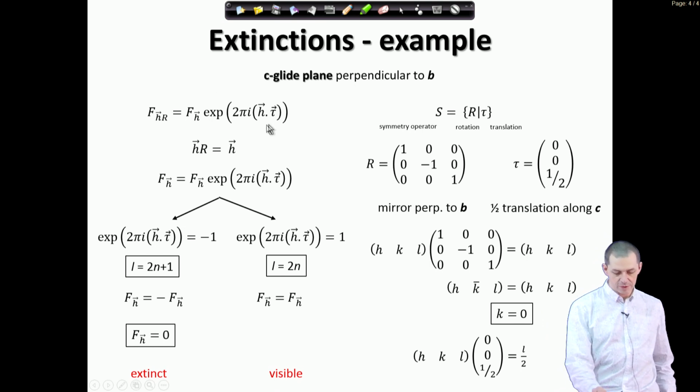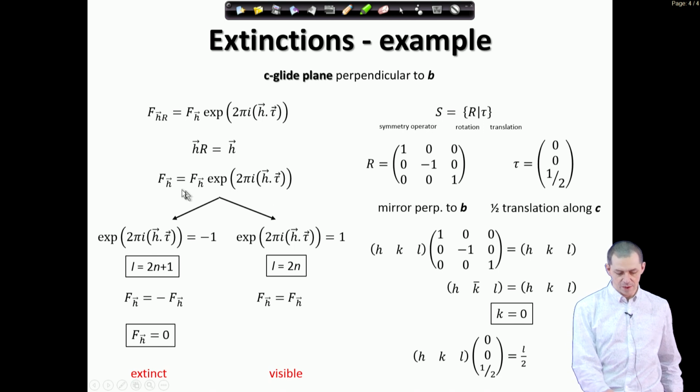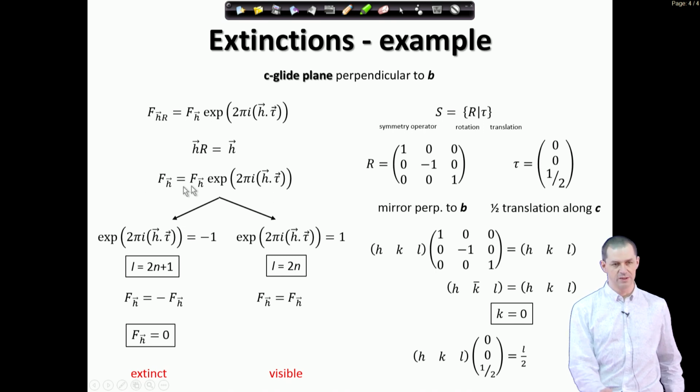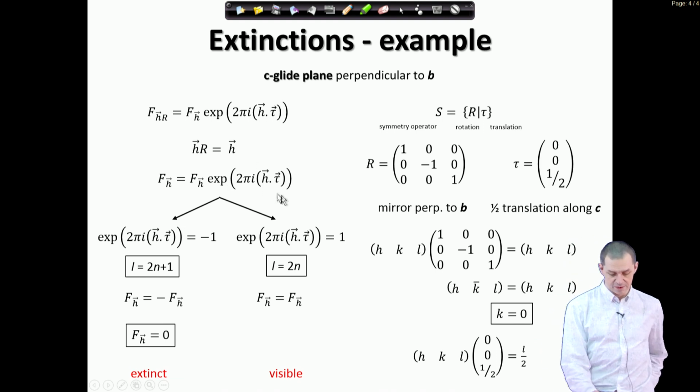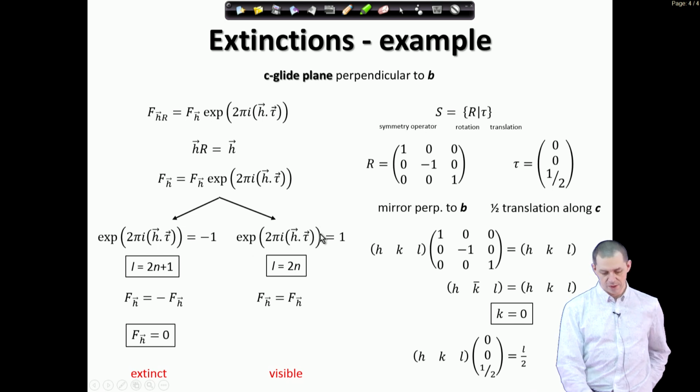This equation is valid for this reflection as well, but then we can replace the HR with H, and we get an equation that binds the structure factor with itself. So there is FH on both sides, but still this equation must be valid. There are only two options. Either this phase factor is equal to 1, which means that the scalar product H dot tau is an integer number, and then we get a trivial equation FH equals FH, and that's fulfilled for any structure factor.